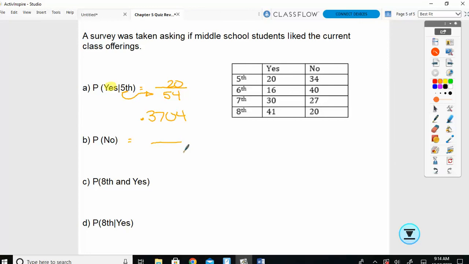B, the probability of no. Did I give you a condition here? So that means it's out of everybody. So we need to add up everyone in our table. We have 228. And then what goes on the top? Everybody who said no.